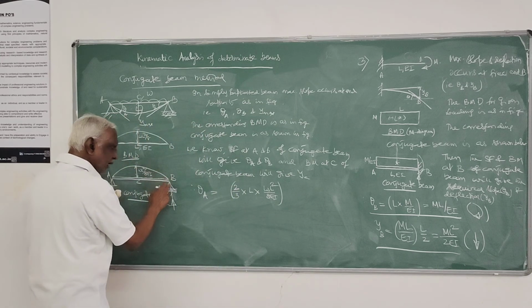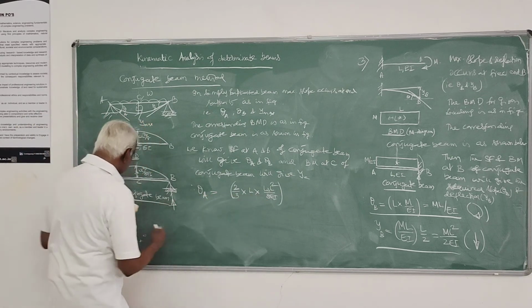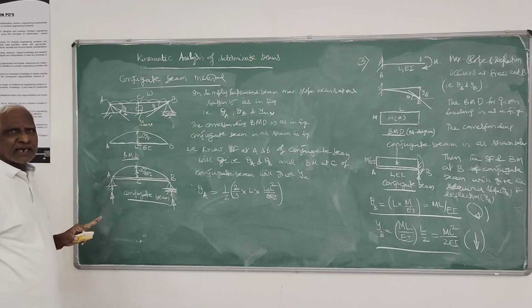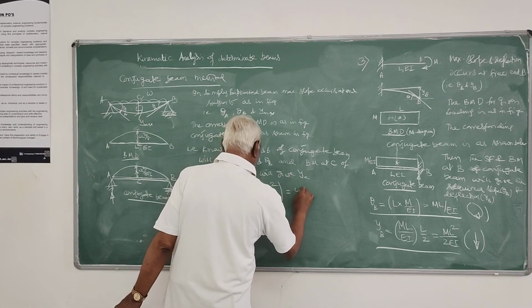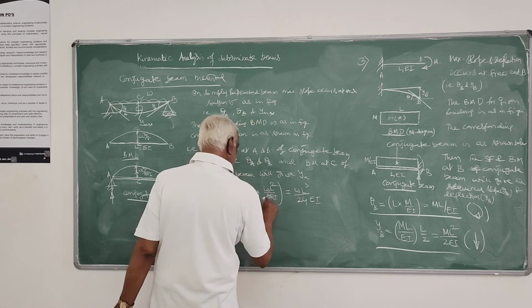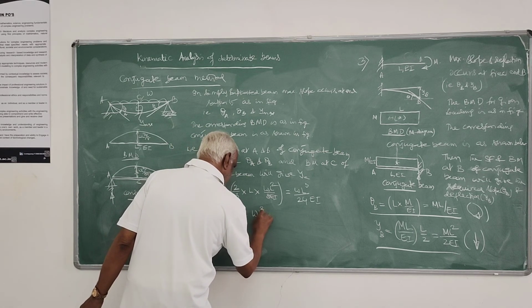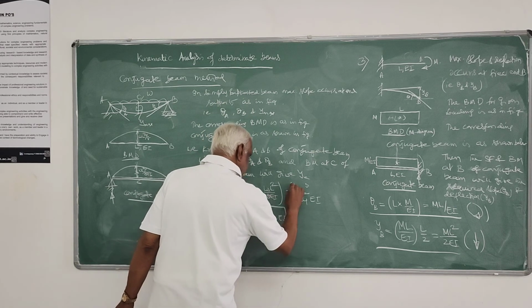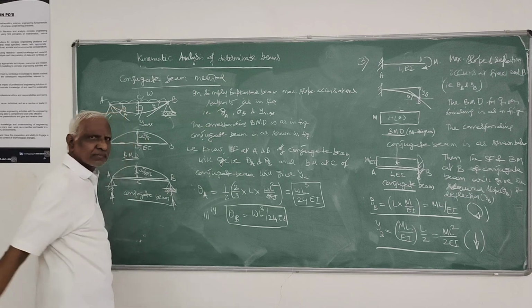That is the total load. That will be acting here at the center. And half of this area will be the reaction. So half of this will be the reaction. Is it clear? Yes, sir. So this is nothing but W L cubed by 24 EI. So that is your theta A. Similarly, theta B is also W L cubed by 24 EI. So I have evaluated theta A and theta B.